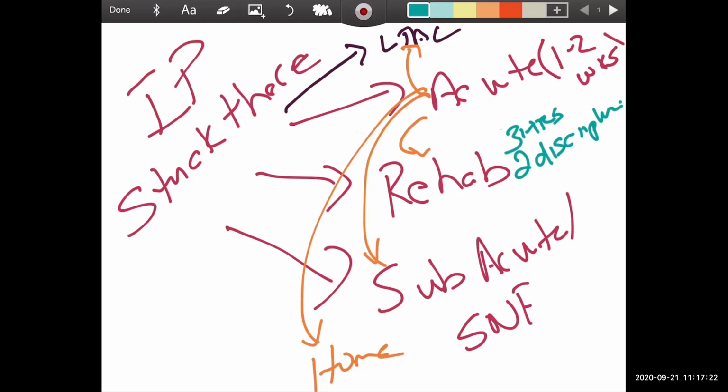If they can do it, fantastic. But it's pretty rare. At that subacute or SNF phase, the amount of therapy they get varies. They can get as little as none, right? Because they could be in that nursing home and never get therapy.